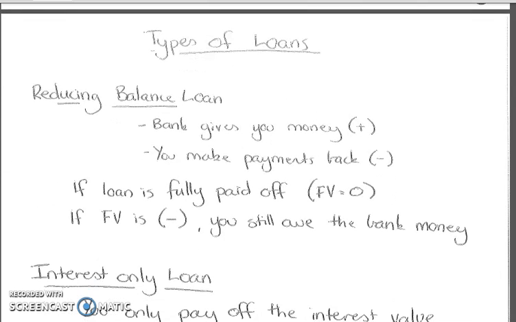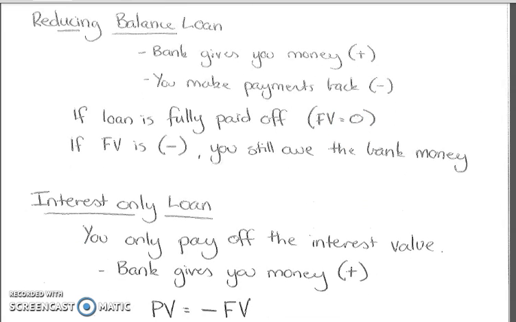So we have types of loans. We've got reducing balance loans, where the bank gives us money and then we make repayments back until the loan is fully paid off. So that's our final value is 0. If FV is negative, you still owe money. So you still owe money to the bank. So this one's just your standard loan. Bank gives you money, they charge you interest, you end up paying more back than you borrowed.